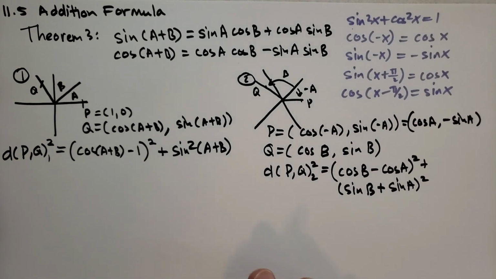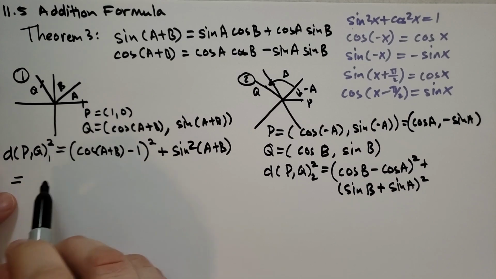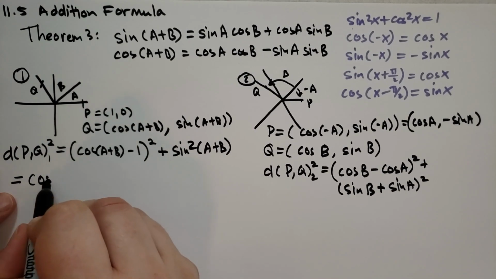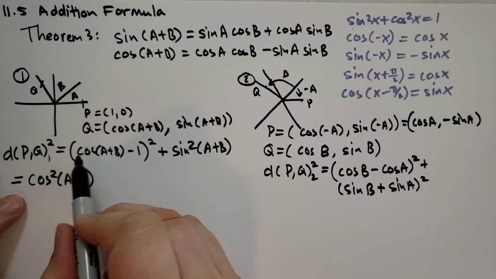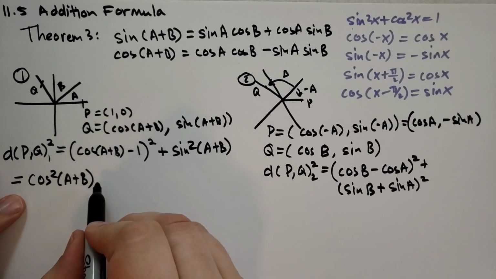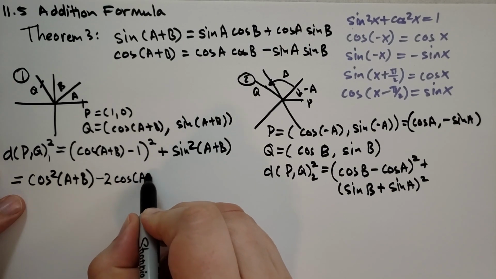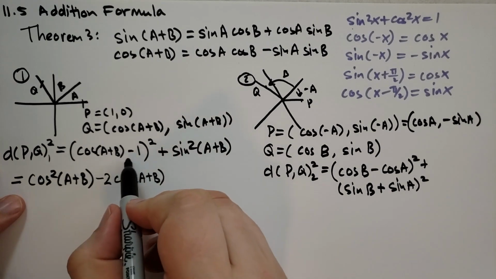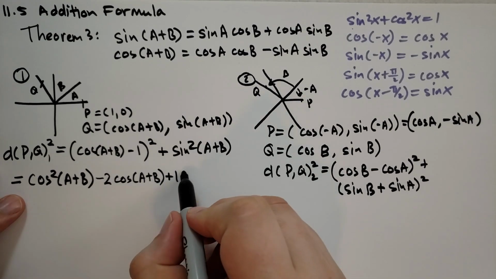That's what we're going to get. Okay, so let's do some algebra here. I'm going to move the equal signs over here. So we're going to get cosine squared of a plus b. Then we have a cross term, we have two cross terms: minus 2 cosine of a plus b. Then the minus 1 times itself squared, so that's just plus 1. And then we have plus sine squared.